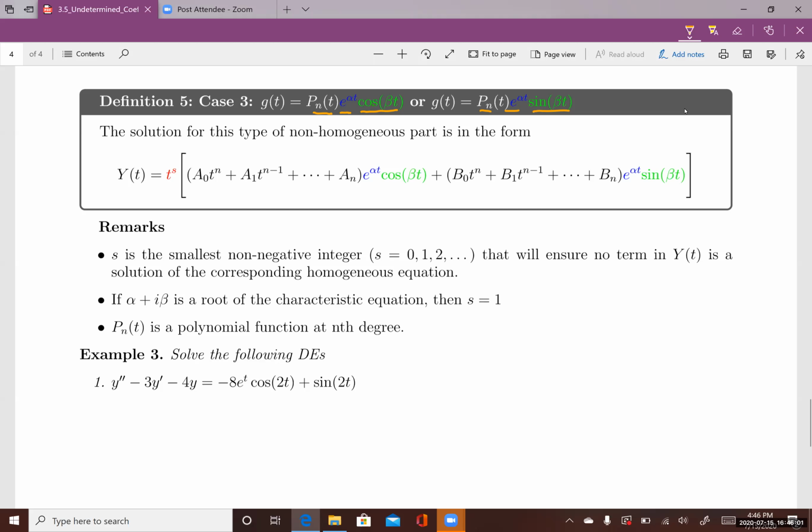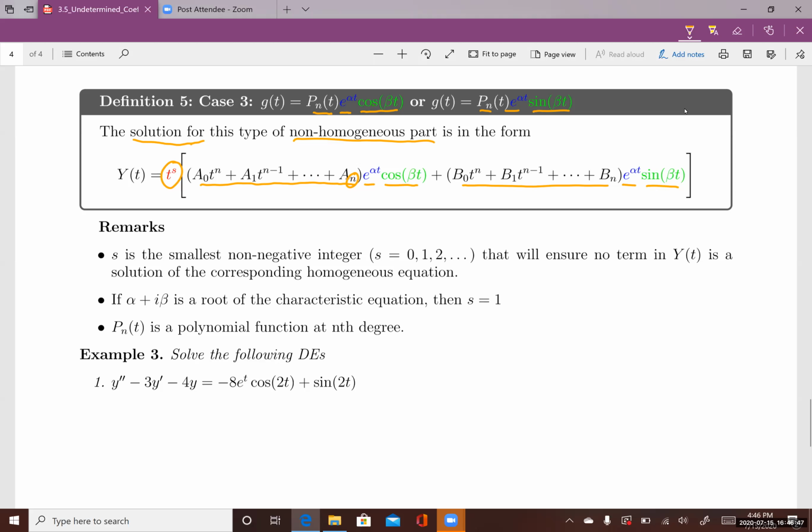So if your non-homogeneous part is in this form, then the solution for this type, again, this is just the specific solution to the non-homogeneous part, is going to be still t to the s multiplied to the bracket: a polynomial function of the nth degree, the exponential function, cosine, plus a polynomial function with different coefficients, the same exponential function, and sine of beta t.